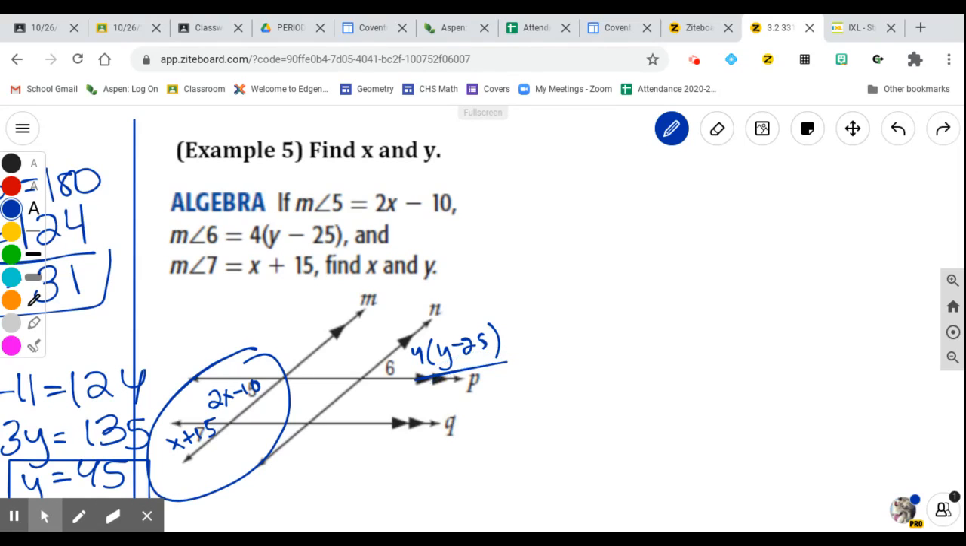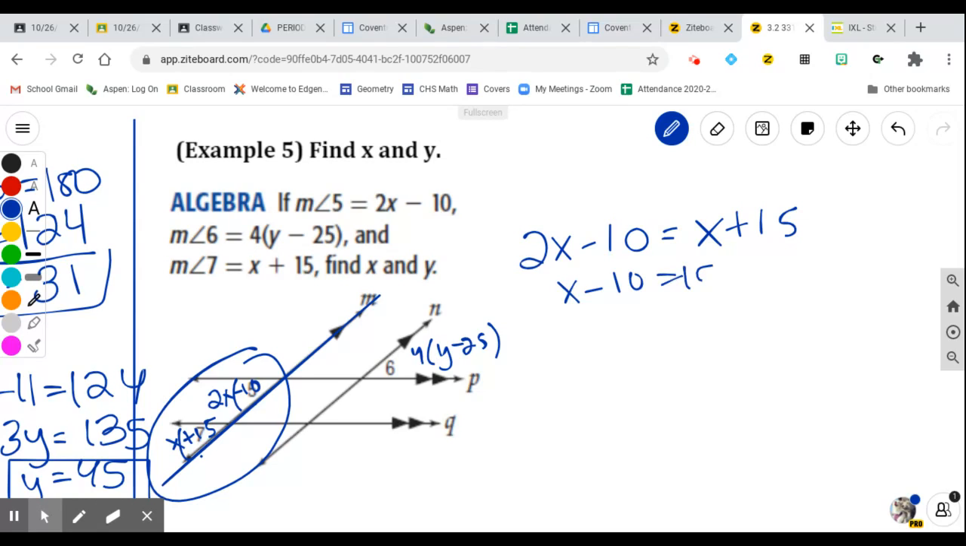So basically what you want to do is look at the ones that both have an x, which is 5 and 7, and ask yourself, what kind of angles are they? These are on the same side of the transversal. This is the transversal. One inside, one outside. Those are corresponding angles. And as we did in the first one, corresponding angles are equal. So 2x minus 10 equals x plus 15. Solve for x, subtract x. So it's going to be x minus 10 equals 15. Add 10 to both sides. x equals 25. Now that I found x is 25, I have to use that to help me find y.